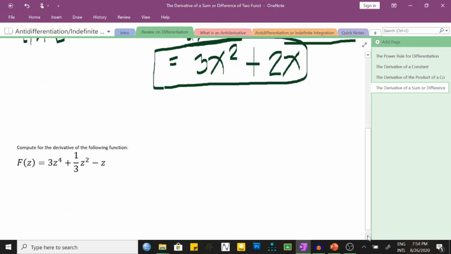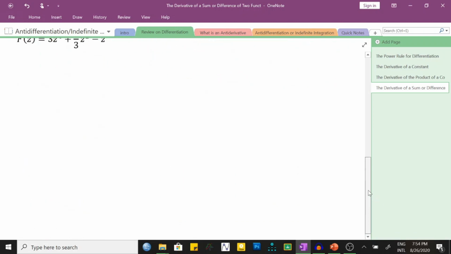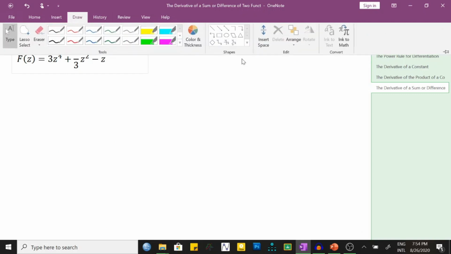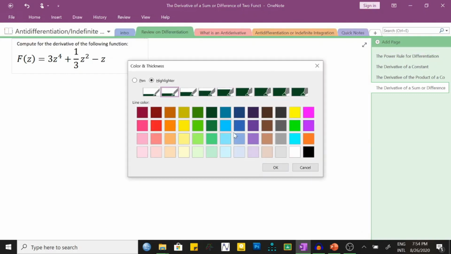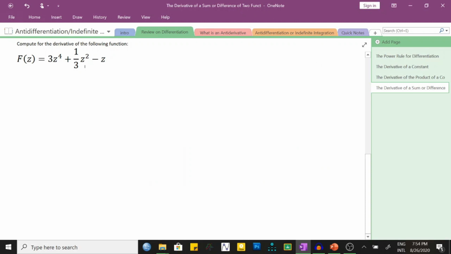Let's have another example. This time we have three functions. This is a function containing three terms, so we will treat each term here as a single function. So we can extend that rule, the sum and difference rule. Let us now proceed computing for the derivative.